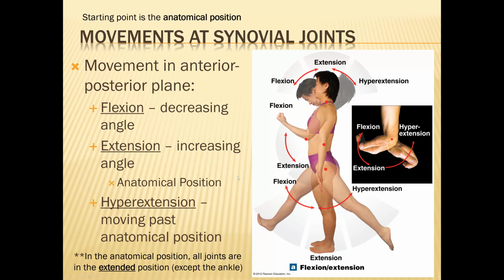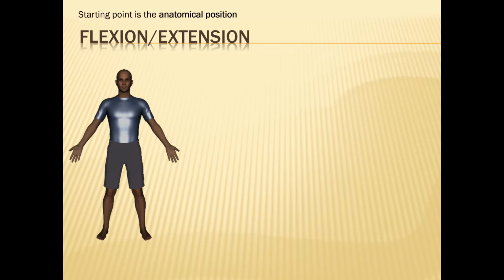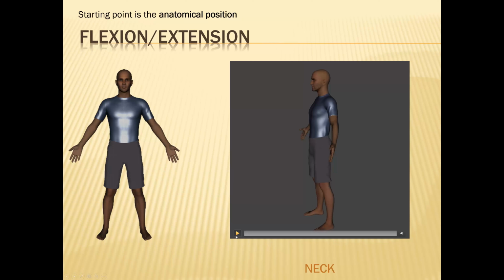So this will be clear with some videos. So let's take a look at some videos at some of the common joints that can do flexion and extension. Again, remember the starting point for all of these movements is the anatomical position. So let's take a look at the neck first.